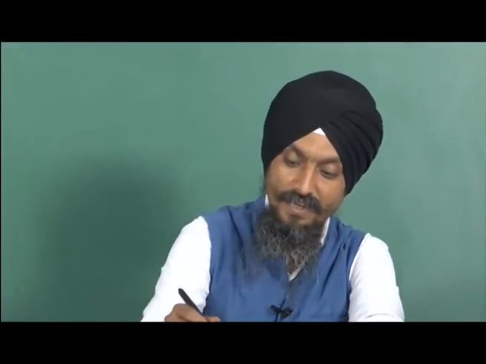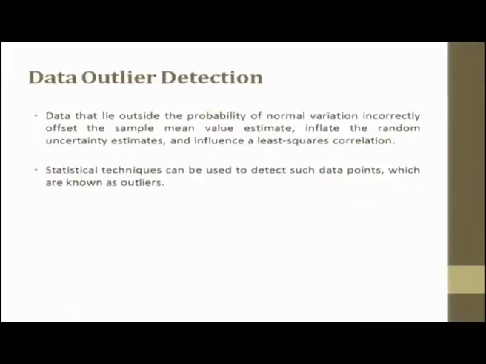There is a rule to find that. Data that lie outside the probability of normal variation incorrectly offset the sample mean value estimate, inflate the random uncertainty estimates, and influence a least square correlation. So, statistical techniques can be used to detect such data points which are known as outliers. One approach to detect the outlier is Chauvenet's criterion.